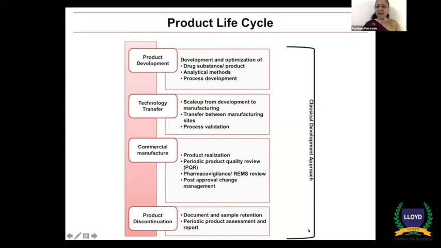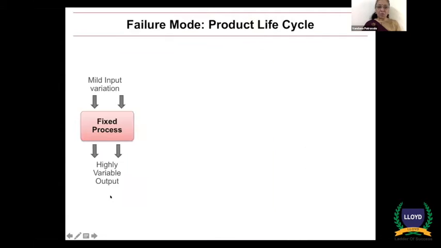So this is a classical development approach wherein you have a fixed process. You already decided what process you are going to use, but in case you have any input variations, you are going to get a highly variable output. So just consider a tablet dosage form. You have decided that you would do the process which is direct compression.